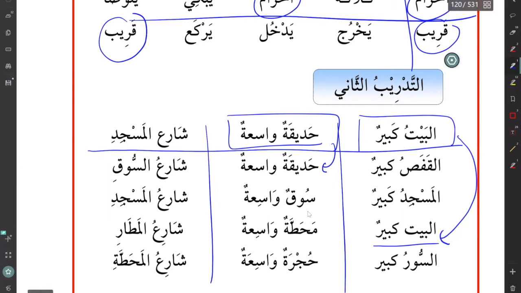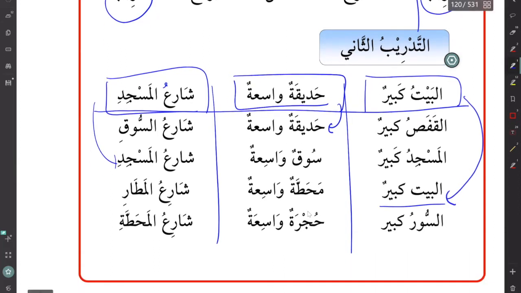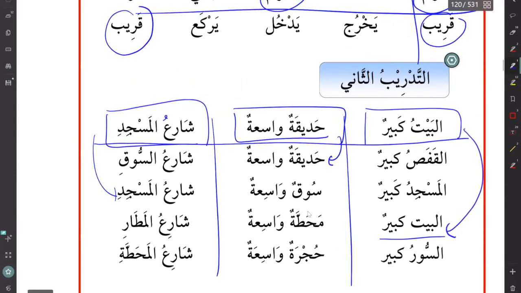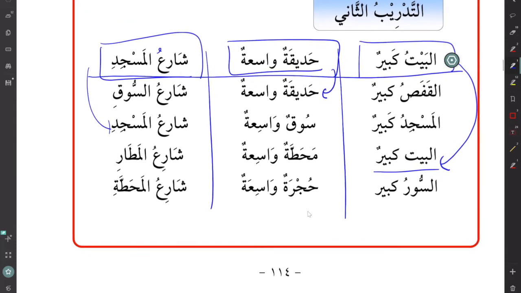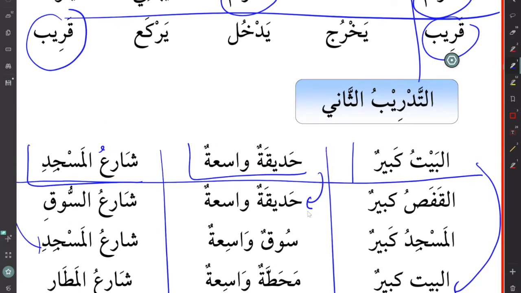Hadiqatun wasi'atun. Now, the next column we have Shari'ul Masjidi. Shari'ul Masjidi, which is what? What kind of sentence or phrase? It's an idafa, it's a construction, right? It means the street of the masjid. Okay? Shari'ul Masjidi, street of the masjid. So here is your Shari'ul Masjidi. Now, if we look at these three constructions, you can see something very interesting, okay? Let's see how so. Let's see something interesting here.